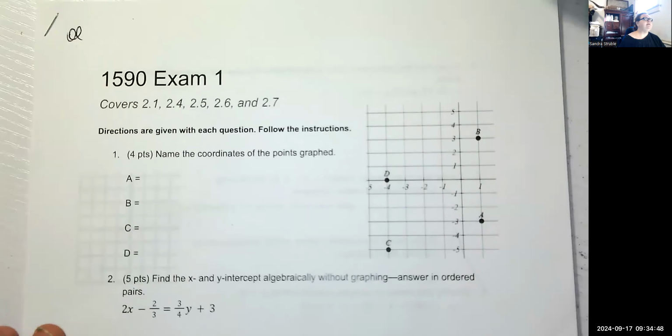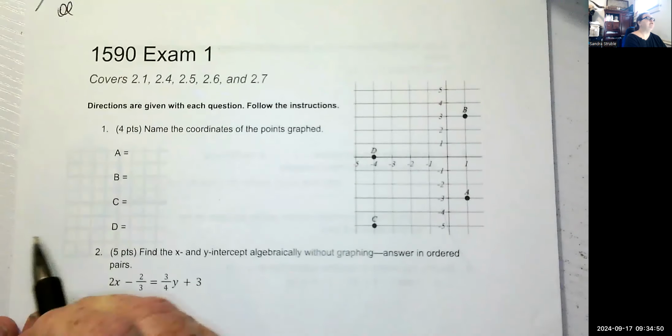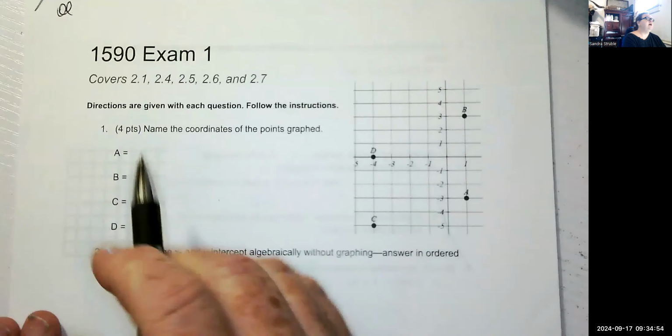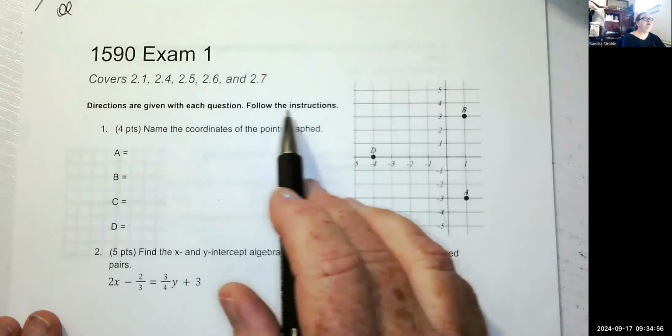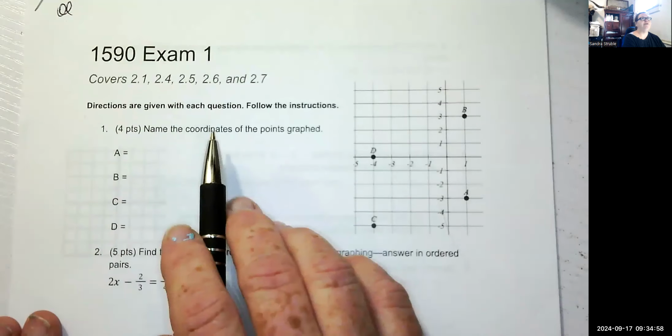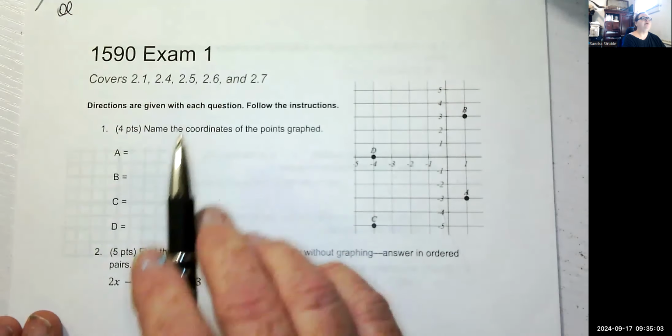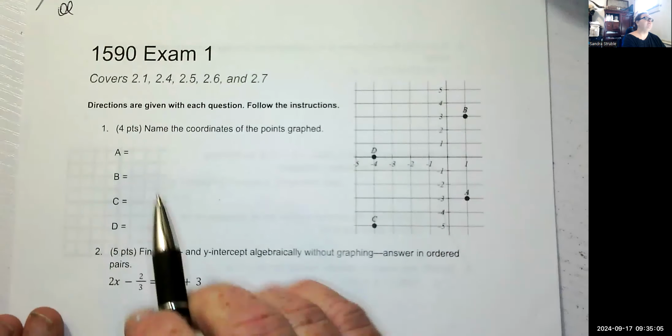Okay, so let's cover exam 1, and this was covering sections 2.1, 2.4, 2.5, 2.6, and 2.7. Directions are given for each question. Follow the instructions. Always read the directions. Professors are sneaky, and they'll throw stuff in there that you just want to make sure that you know.